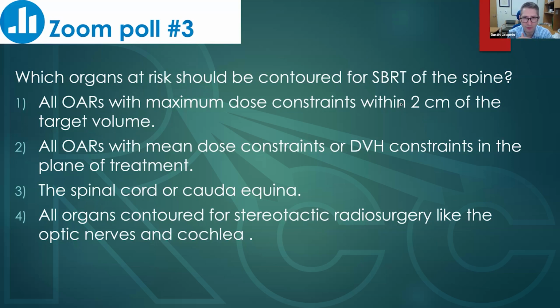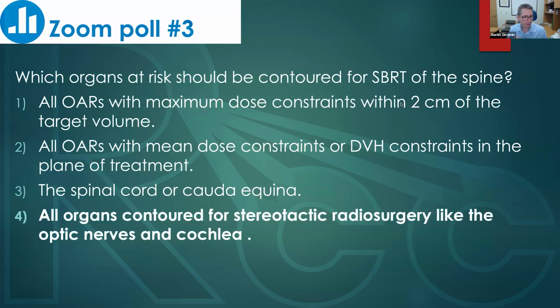The 6 degree of freedom couch solves all your problems for you in terms of making sure that the spinal cord and the spinal column are exactly aligned every single day. If you can't do that, you definitely have to have some sort of safety precaution, whether that's a strategy for repositioning the patient, some sort of on-table device for performing pitch and roll, or a larger margin to protect the spinal column. Okay, the correct answer here is for all organs contoured for stereotactic radiosurgery, like the optic nerves and cochlea.